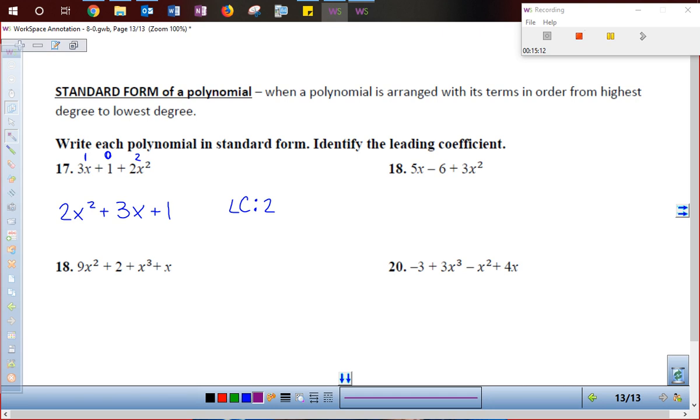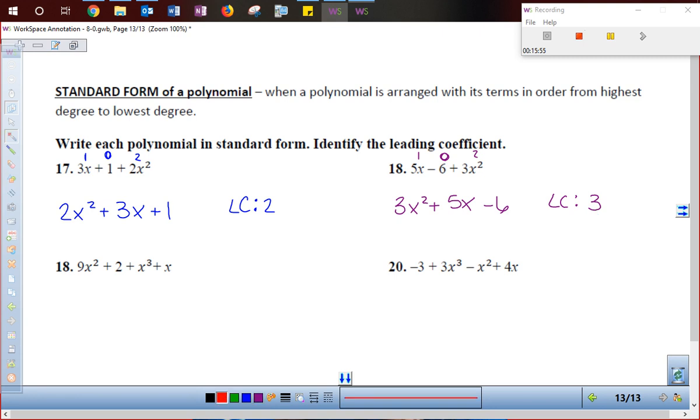On number 18, I'm going to start again by identifying my degrees. 5x has a degree of 1, negative 6 has a degree of 0, and 3x squared has a degree of 2. So I need to rearrange them so the degrees go in order, highest to lowest. So the degree of 2 goes first, so 3x squared is my first term, followed by 5x, ending with minus 6. Now that it is in standard form, my leading coefficient is the number in front of my first term, which is 3.